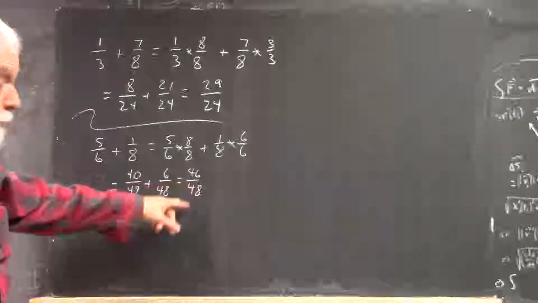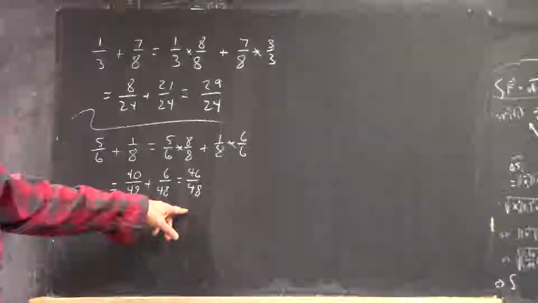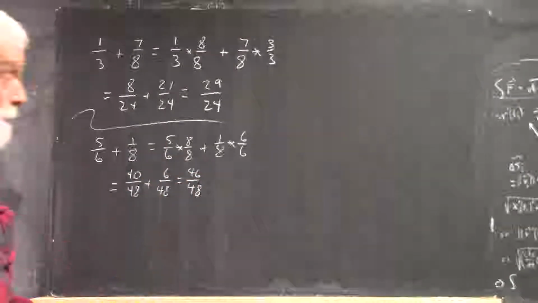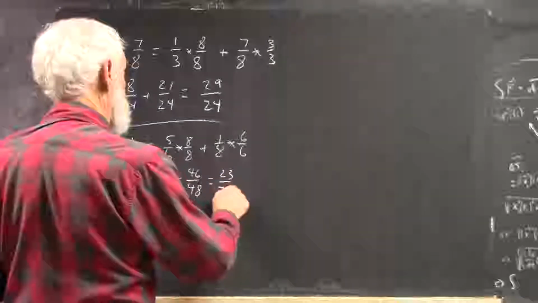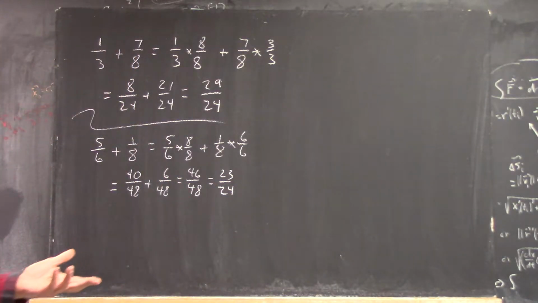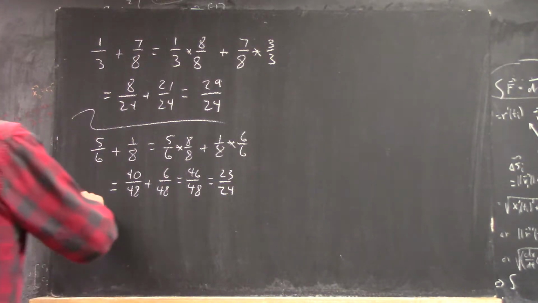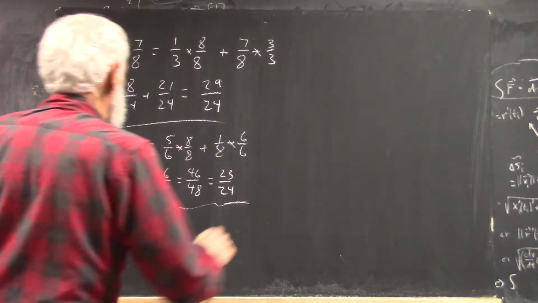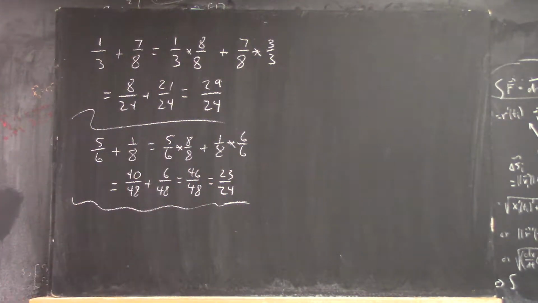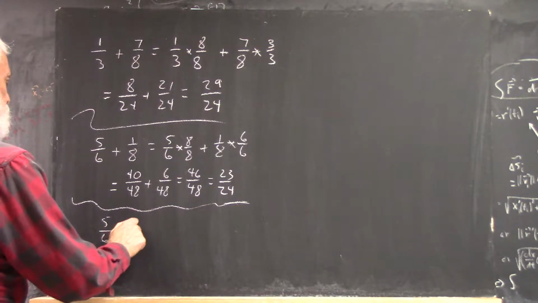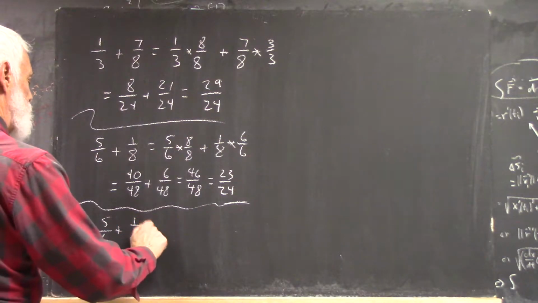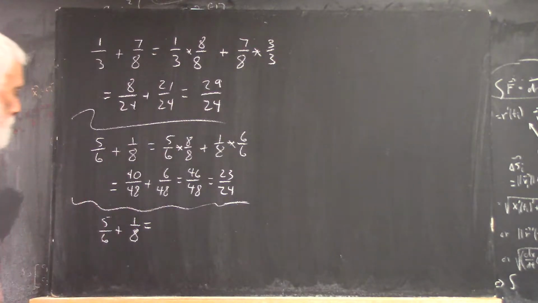And what do I need to do to 46 over 48? Got to reduce that to lowest terms. Divide numerator and denominator by 2, I get 23 over 24. Right? Okay? So this is just a review for most of you. You understand this. Most people need to have some kind of reminder if you haven't done fractions in a while. Okay? 5/6 plus 1/8.